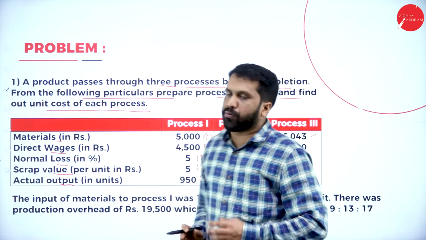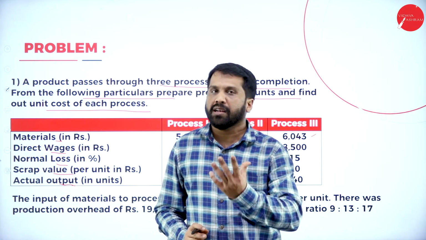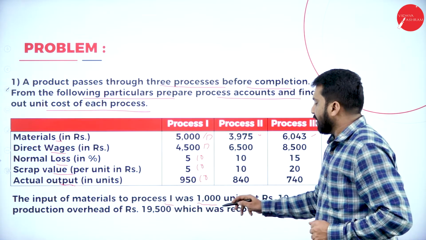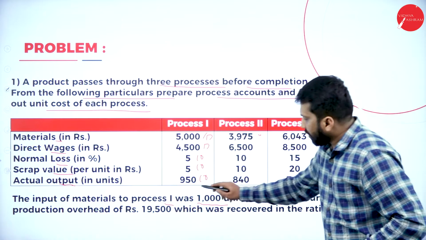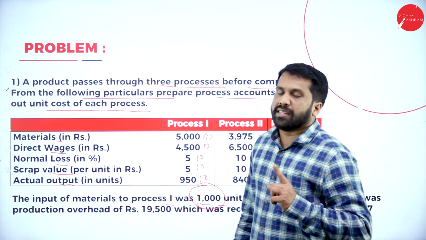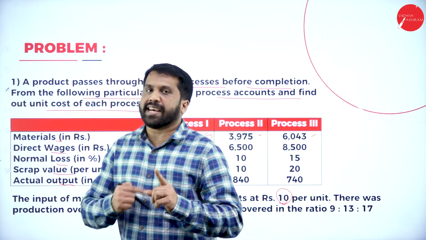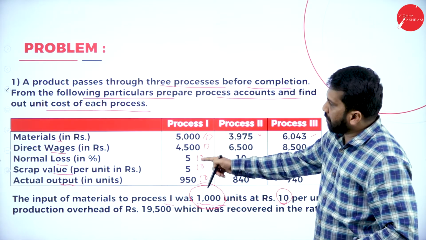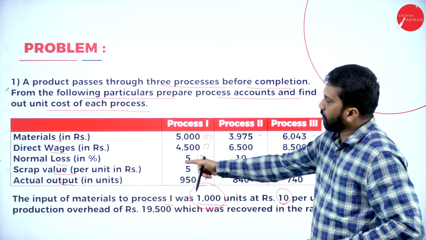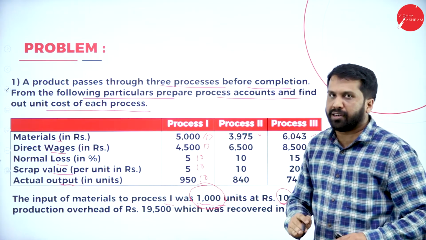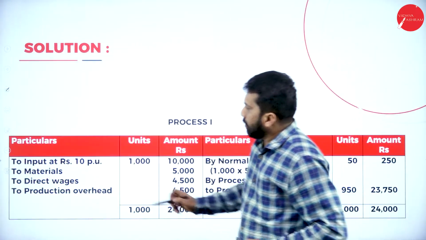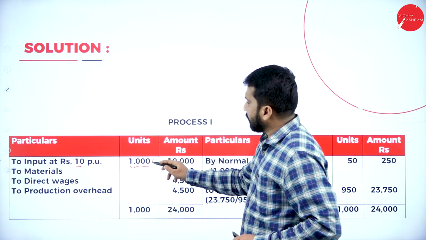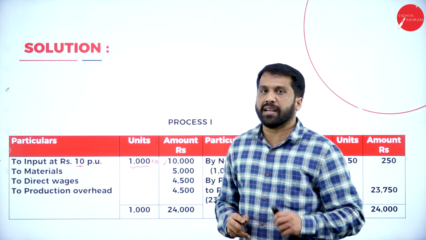We know everything, but what is your input? The input of material to process 1 was 1,000 units at 10 rupees. This is your input. They will give you input only for the first process. For the second and third, we will get it automatically. I'll show you how. Hope you are clear. Input: 10 rupees, 1,000 units into 10, your answer is 10,000. Any doubt?